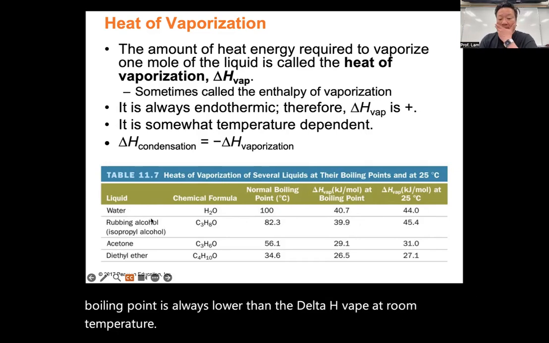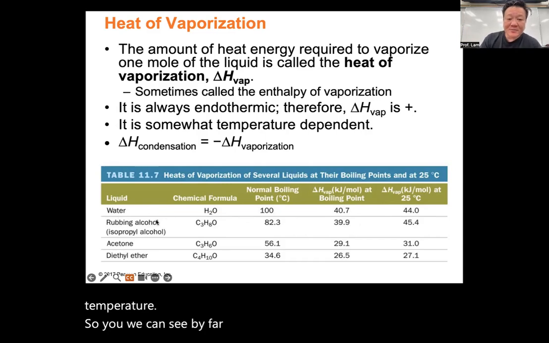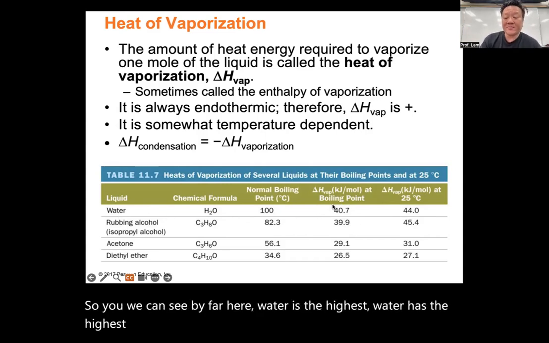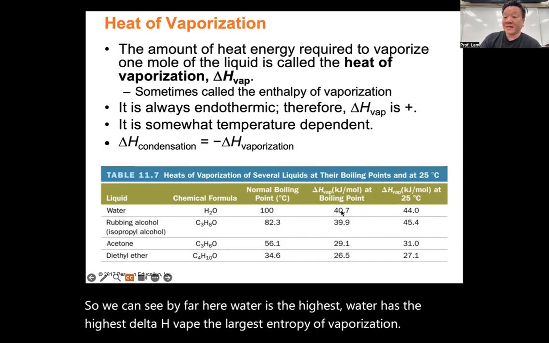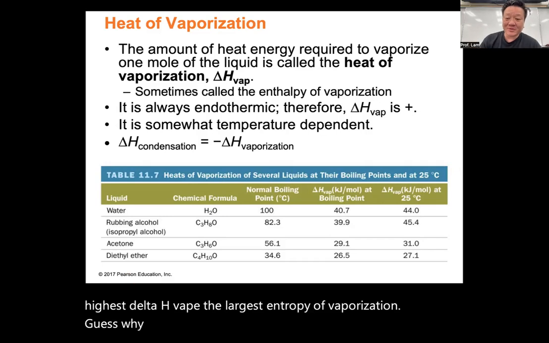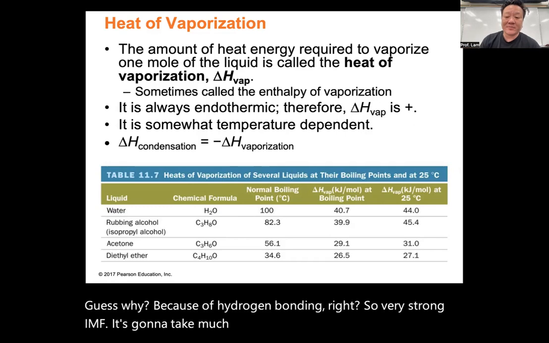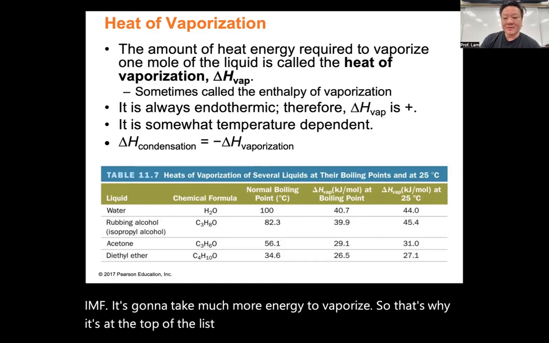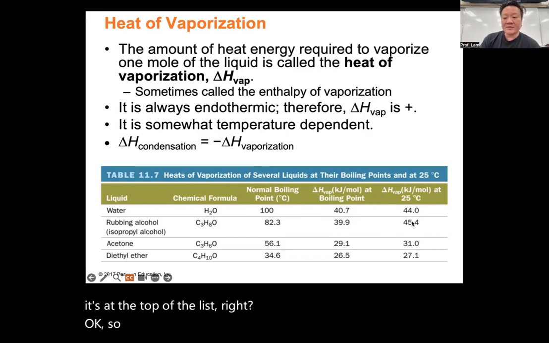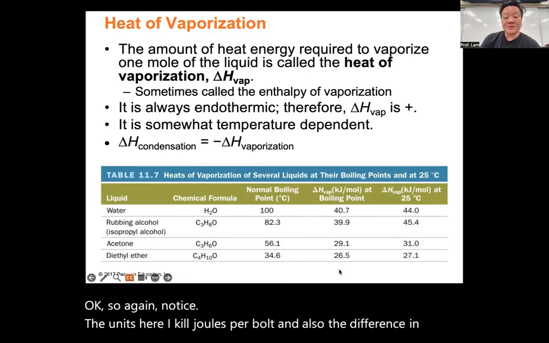So we can see by far here, water is the highest. Water has the highest delta H vap, the largest enthalpy of vaporization. Guess why? Because of hydrogen bonding, right? So very strong IMF. It's going to take much more energy to vaporize. So that's why it's at the top of the list, right? Okay, so again, notice the units here, kilojoules per mole, and also the difference in the two columns.